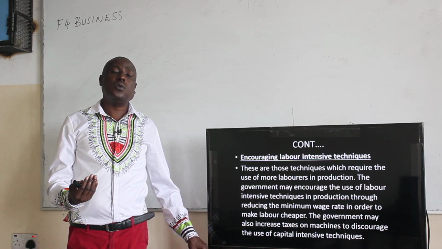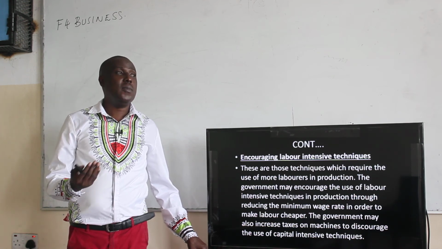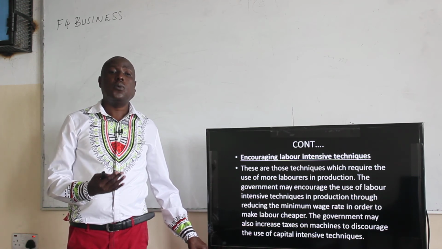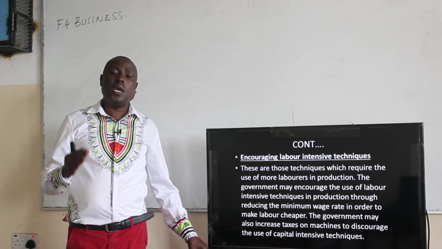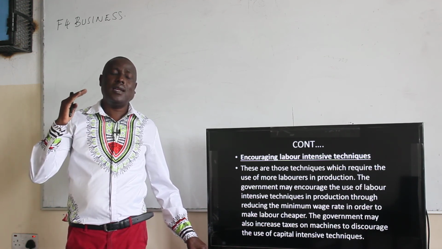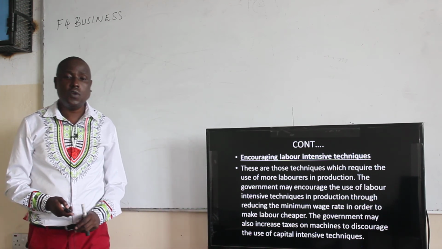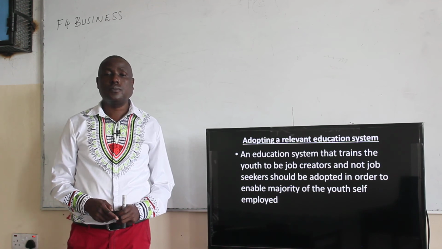So the government should reduce the minimum wage so that people can be paid, say, 8,000. So employers will be able to afford. And this will encourage them to use labor-intensive methods of production.